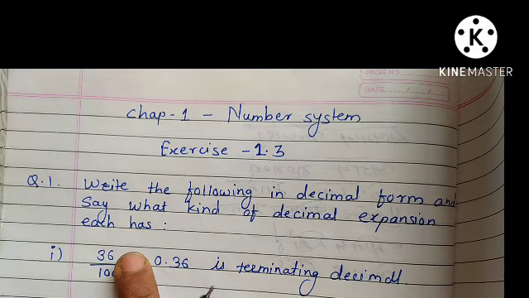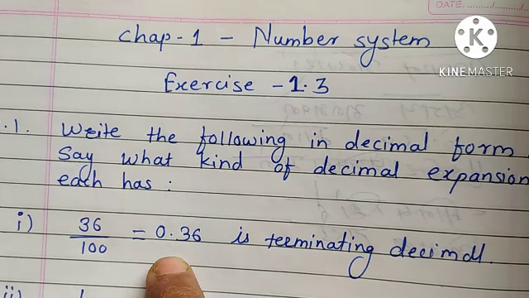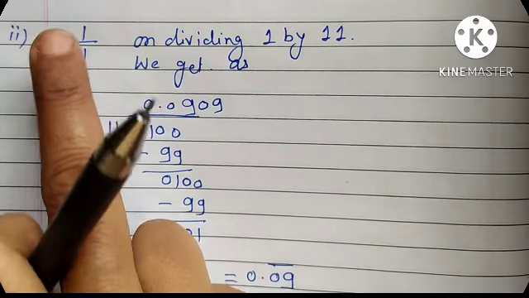Here 36 is the numerator and 100 is the denominator. On dividing 36 by 100, we will get a decimal as 0.36. In this example, the division process is completed and 0.36 is terminating. Second example is 1 upon 11.